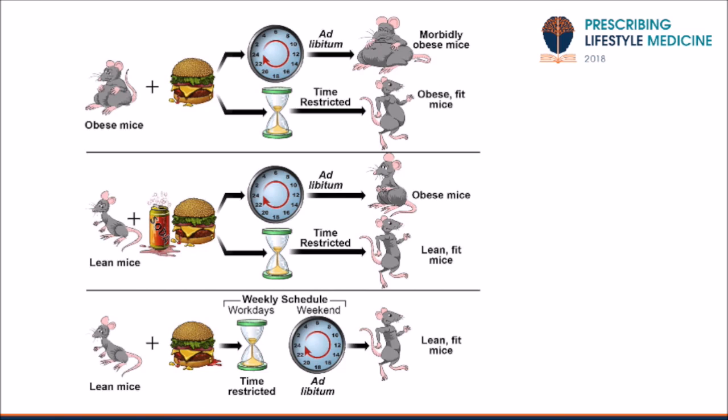And at the top, adult obese mice can eat as much as they want, whenever they want. They become morbidly obese. Then their eating is time restricted. They stay obese, but they become fitter, just from changing their eating window.